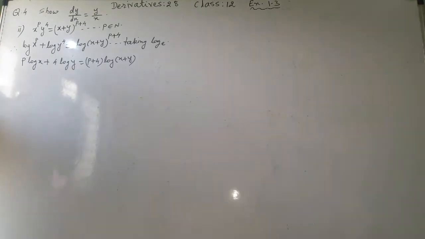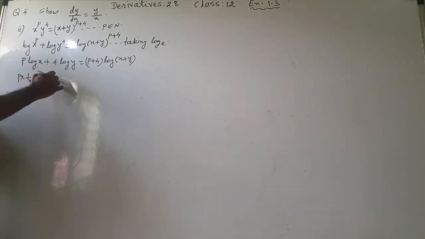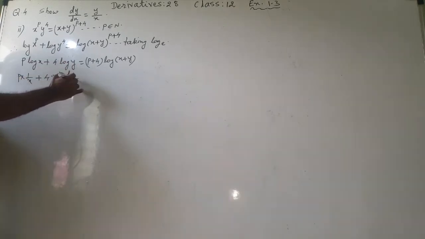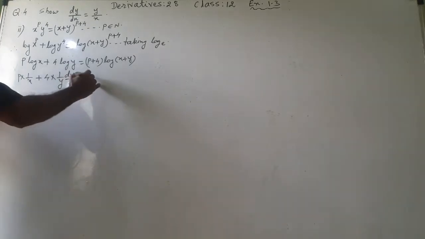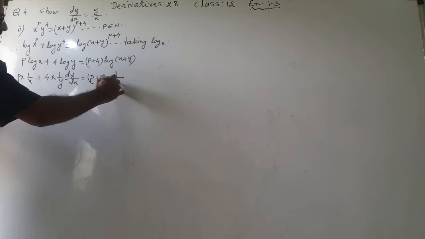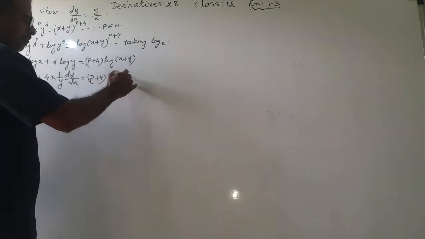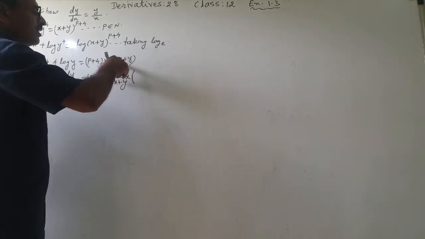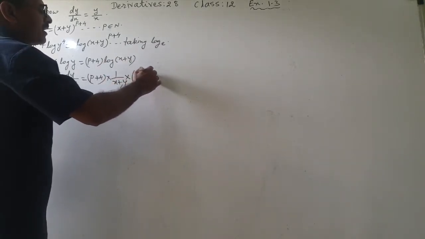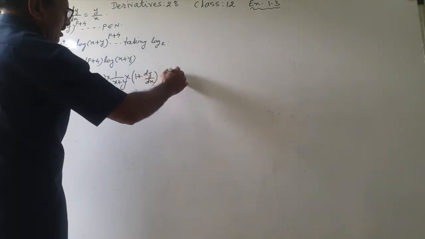So now differentiating: p into 1 upon x plus 4 into 1 upon y, and the derivative of y will be dy by dx. That is equal to p plus 4 into 1 upon x plus y, because the derivative of log is 1 upon, into the derivative of this, again 1 plus dy by dx. This way it will come. Differentiating, we will get the result.